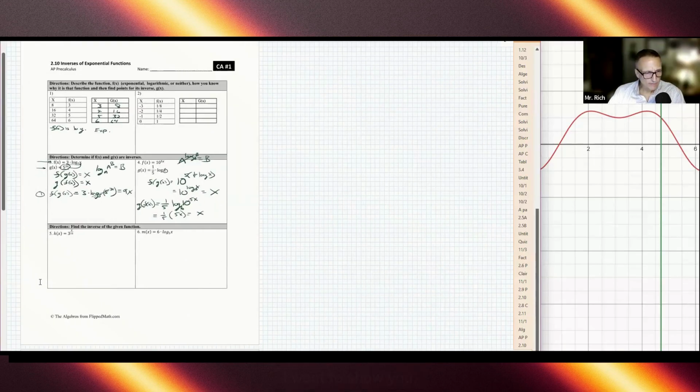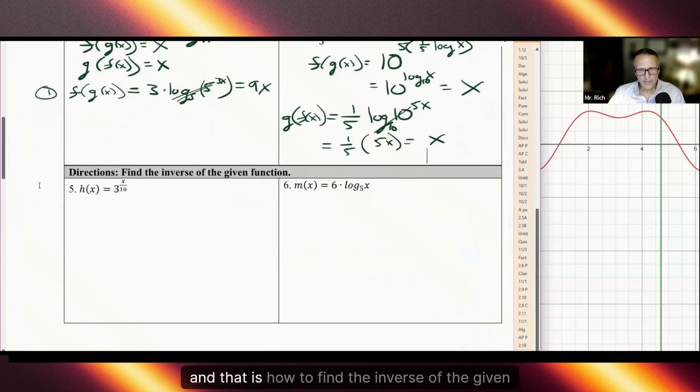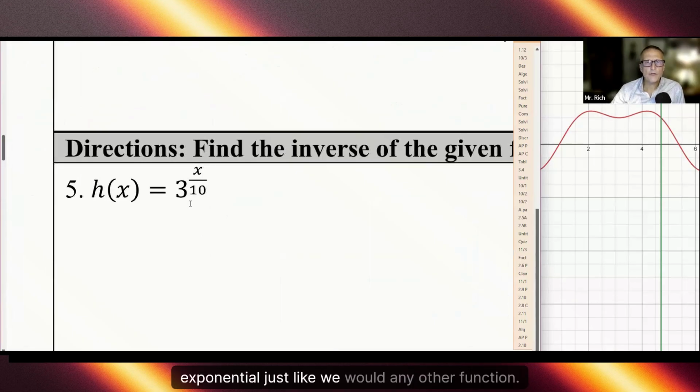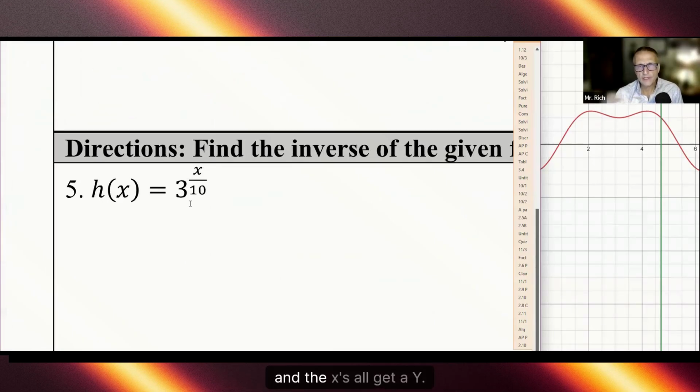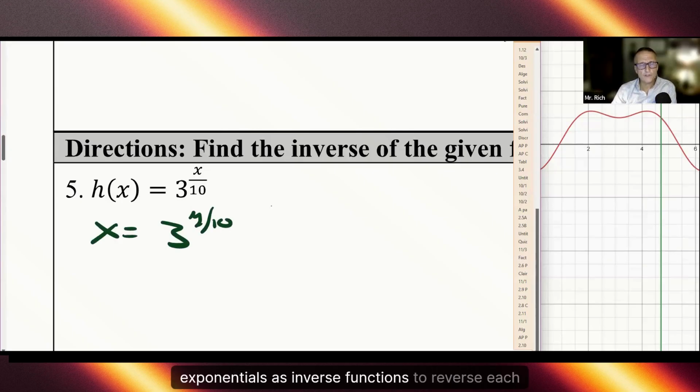Now, I want to show you one last thing here before we move on to calculus, and that is how to find the inverse of the given function. Well, we're going to find the inverse of this exponential just like we would any other function. I'm going to swap out the y for an x, and the x's all get a y. So this thing will become x equals 3 to the y divided by 10. And this is where I'm going to use logs and exponentials as inverse functions to reverse each other. To get rid of an exponential, I use a log, and vice versa.